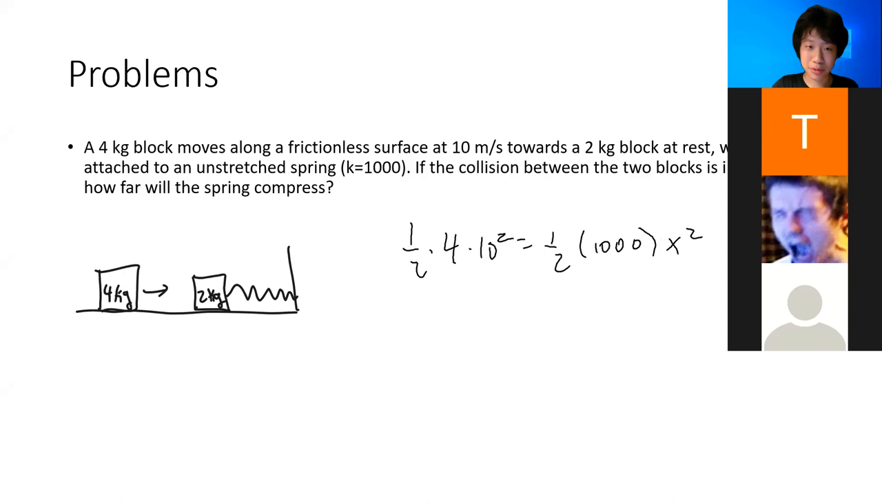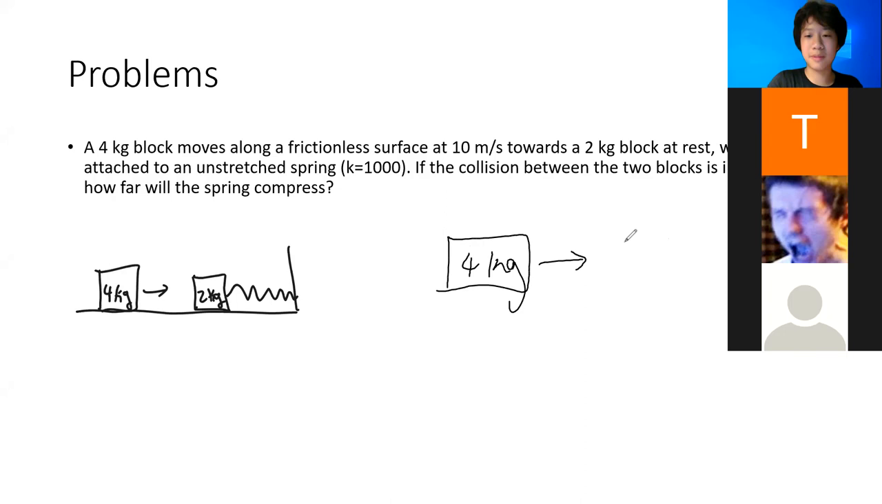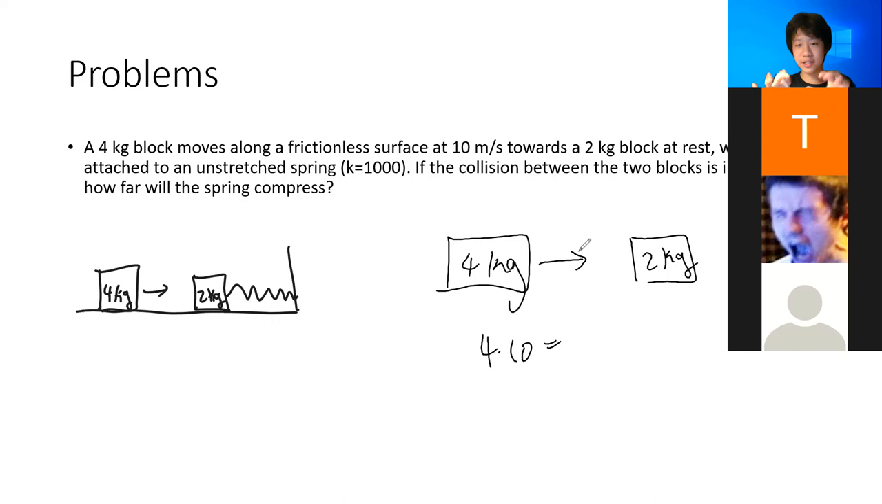Well, let's take this step by step. The first step is before the spring even starts compressing, the two blocks have to collide, right? So let's just pretend the spring isn't there for a moment. It's just a 4 kilogram block moving towards a 2 kilogram block at rest. So we just use conservation of momentum. 4 times 10 equals the final momentum, which is these two blocks fused together as one, of 6 kilograms times velocity. The eventual velocity is going to be 6.67 meters per second.